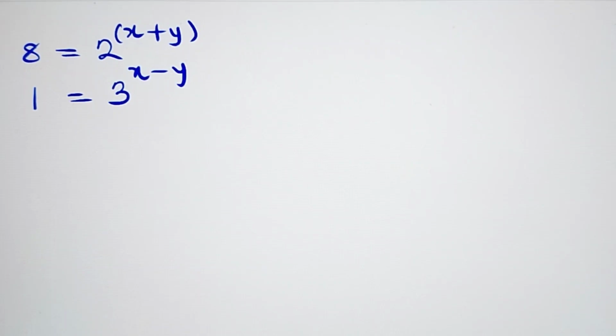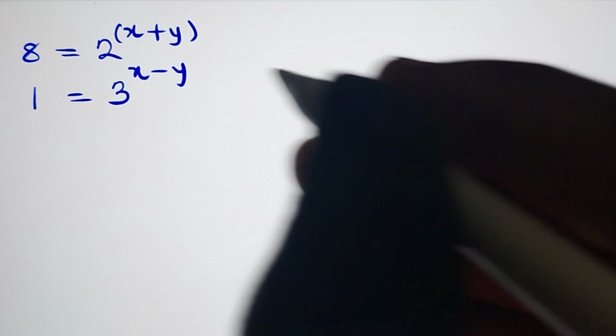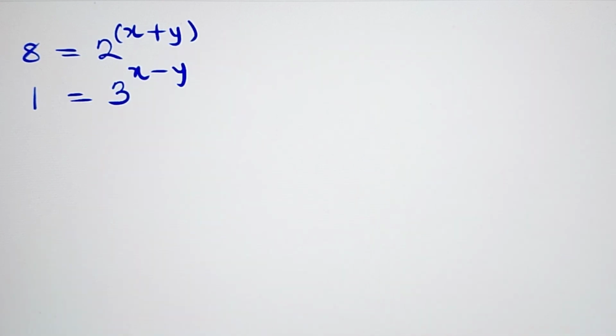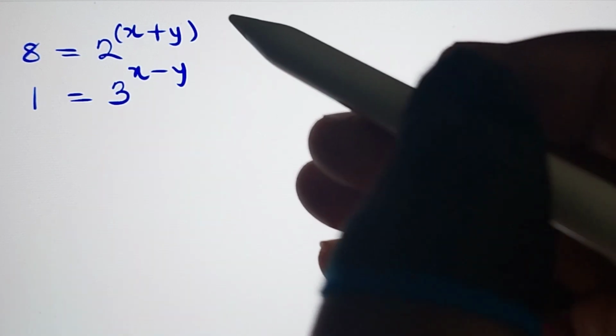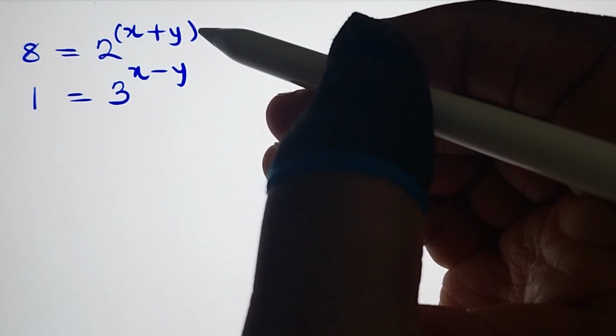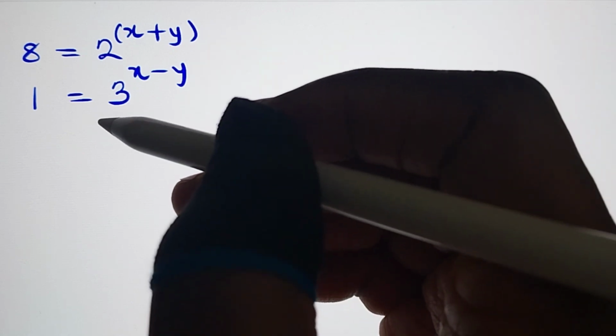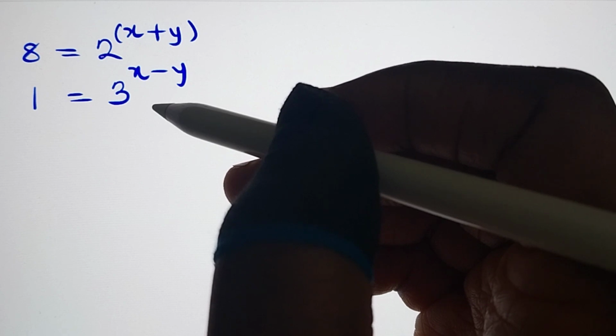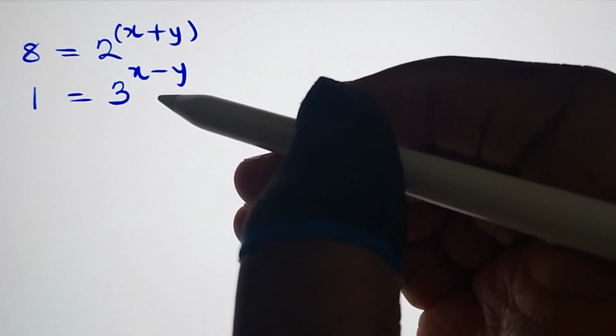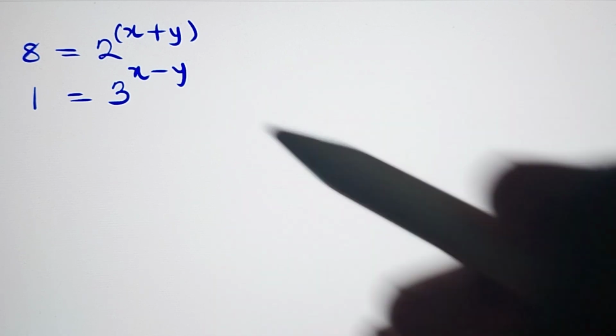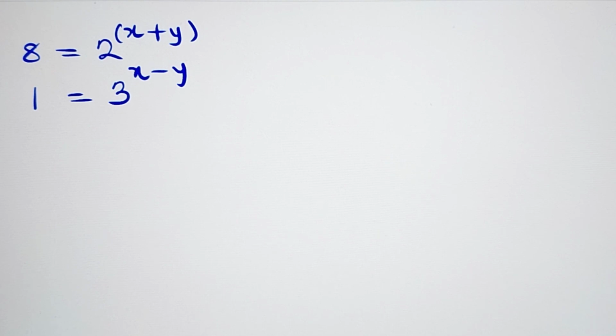In this video, we are required to solve these two equations simultaneously. The first one says 8 is equal to 2 raised to power x plus y, while the second one says 1 is equal to 3 raised to power x minus y. So we are required to solve these two equations simultaneously.